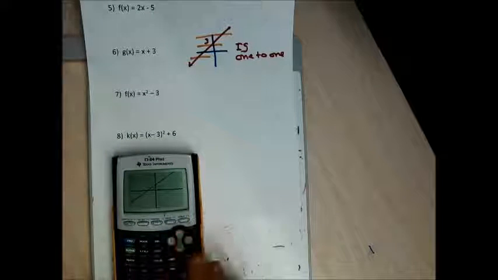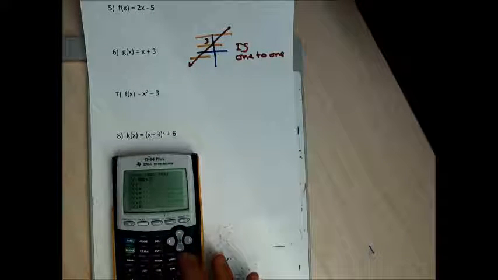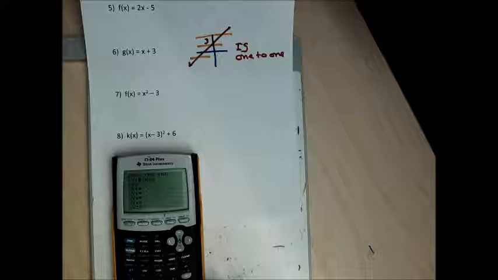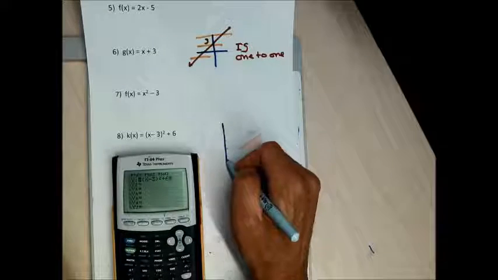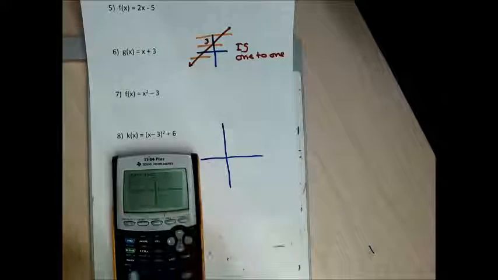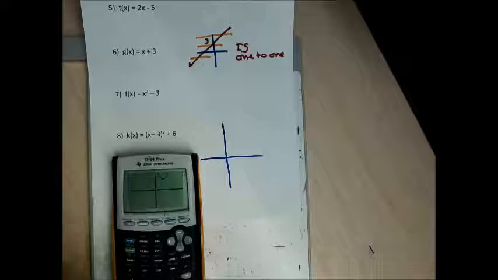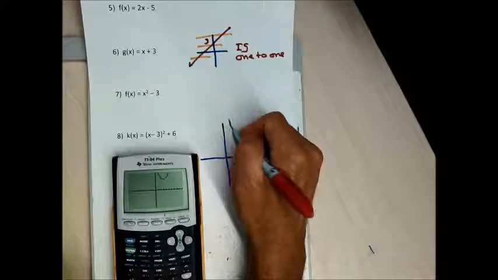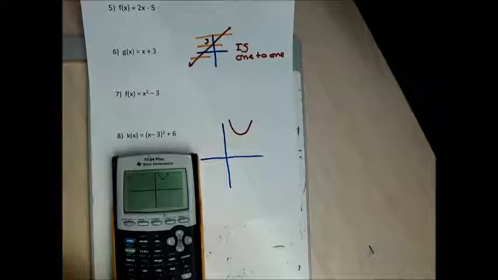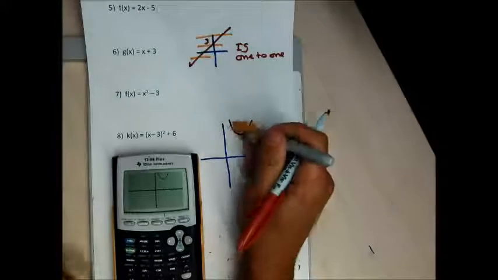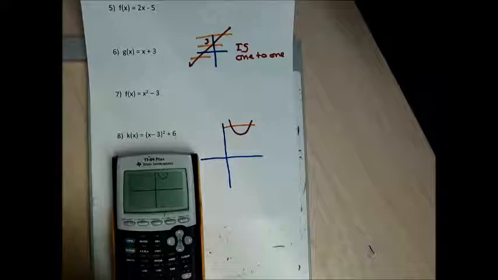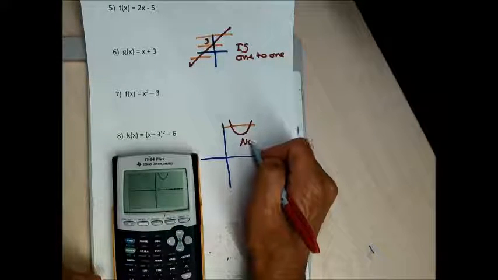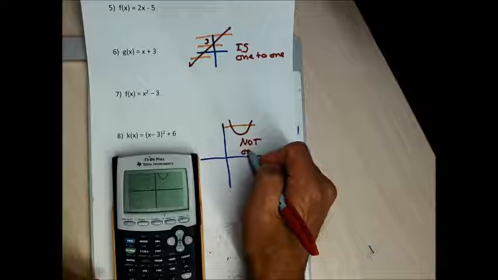When I jump down to do problem 8, this function y equals (x minus 3) squared plus 6, it's going to be a parabola, and parabolas most definitely are not one-to-one. But let me go ahead and graph this by hitting my graph button. What I see is just a little hump of the graph here, but that's enough for me to know it's not one-to-one because the graph clearly fails the horizontal line test. So my answer is going to be not one-to-one.